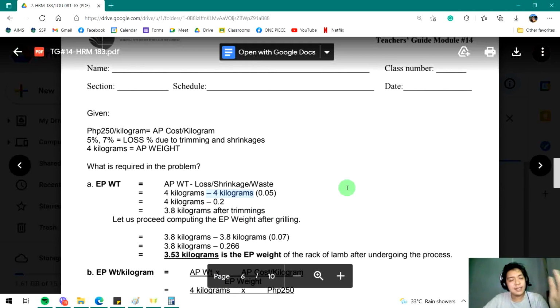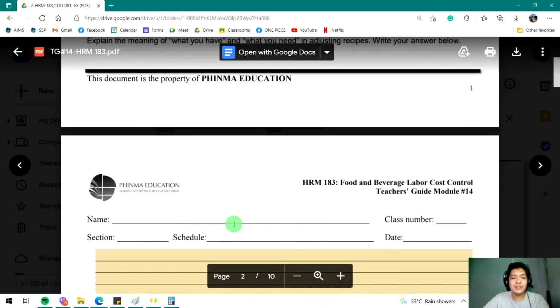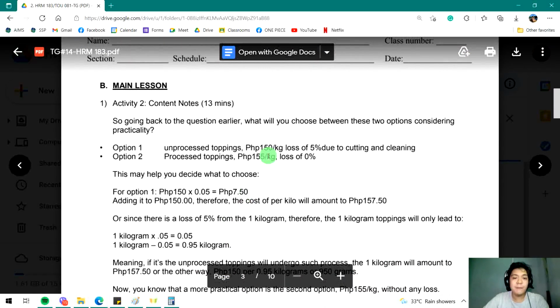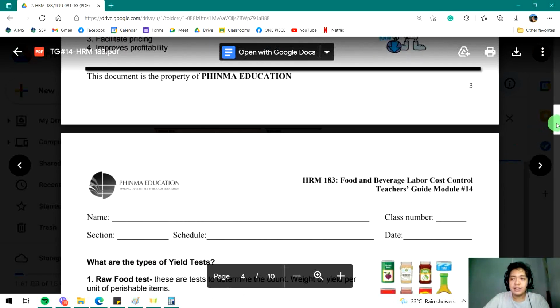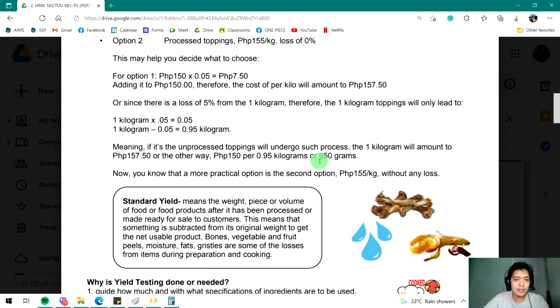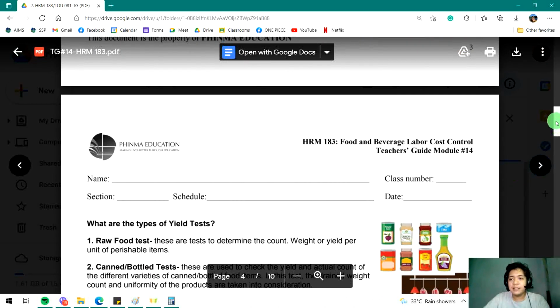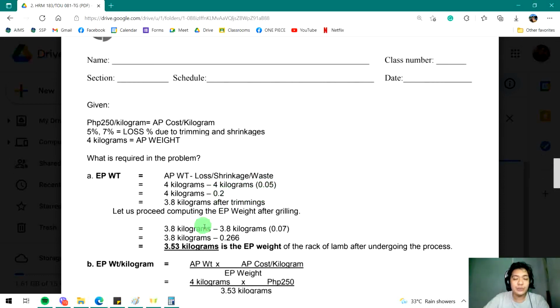Tulad ng ginawa natin kanina dito, multiply muna natin yung percent doon sa presyo niya. Ganun din. Multiply natin yung 5% doon sa bigat niya, 4 kilo, para malaman natin kung gaano karami nawawala. Ganun din ang gagawin natin dito. 4 kilograms times 0.05, that is 0.2.